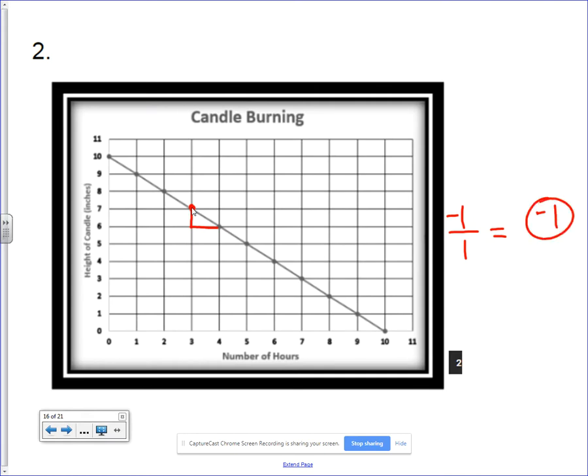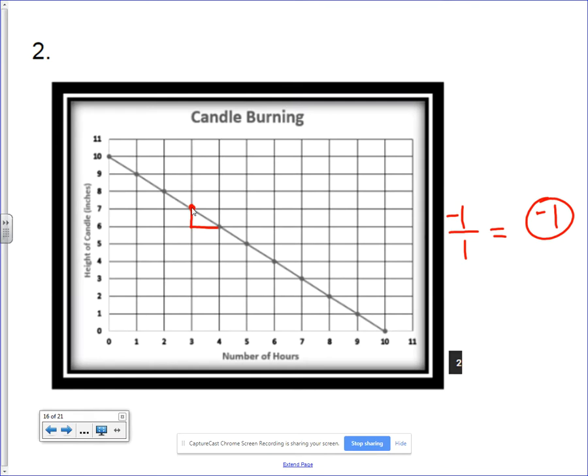Now, this is a follow-up question. My y's are on top when I do y2 minus y1 over x2 minus x1, correct? What are the units on my y's? Inches. Inches per hour. So this thing, you know, a candle, right? You just saw them at the assembly today. This candle burns at 1 inch per hour.